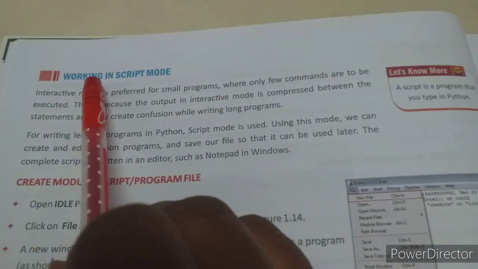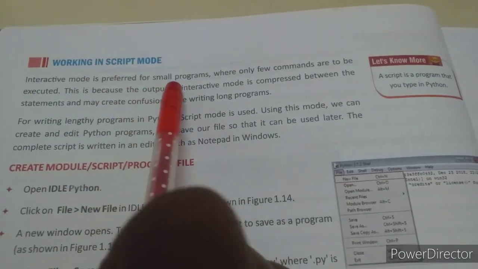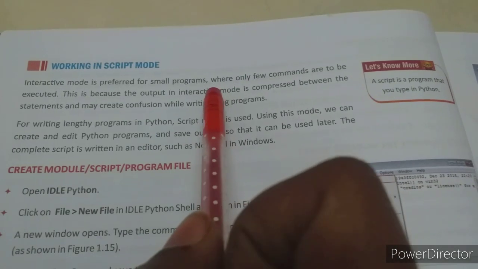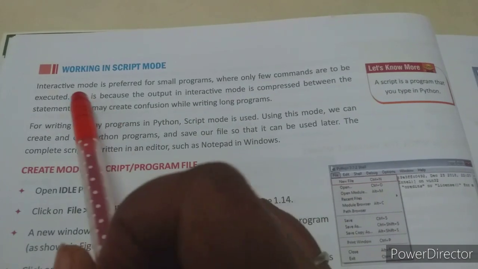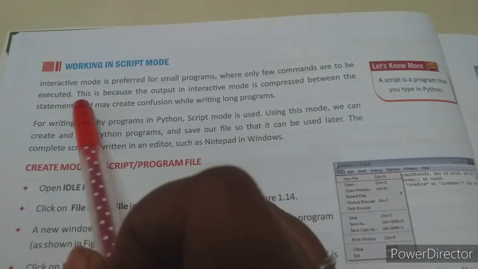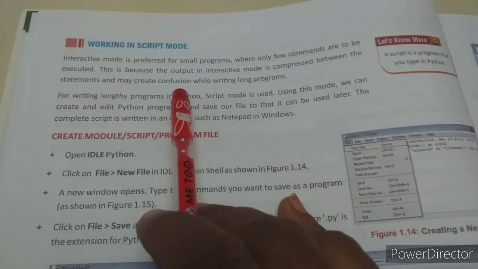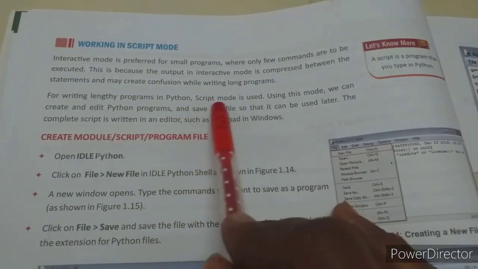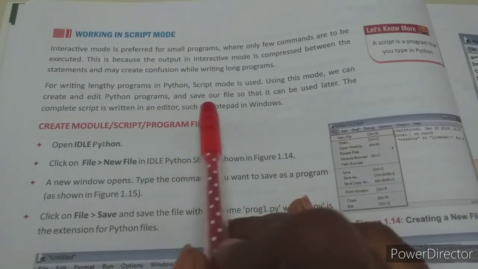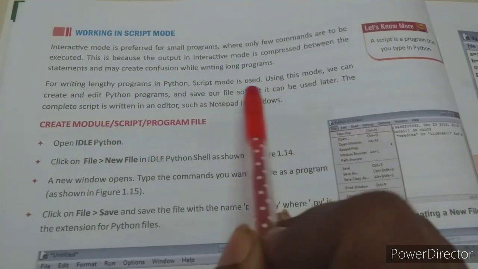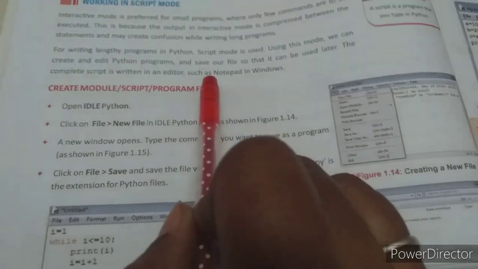Now let's see the last topic, working in script mode. Interactive mode is preferred for small programs, whereas in script mode we can write lengthy program source code. In interactive mode only a few commands are executed, because the output is compressed between statements and may cause confusion. For writing lengthy programs, script mode will be used. Using this mode, we can create and edit programs, and we can also save our files to be used later. Script mode programs can also be written in editors like Notepad in Windows.